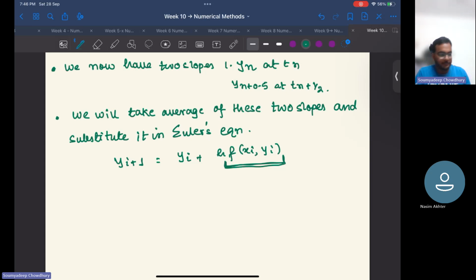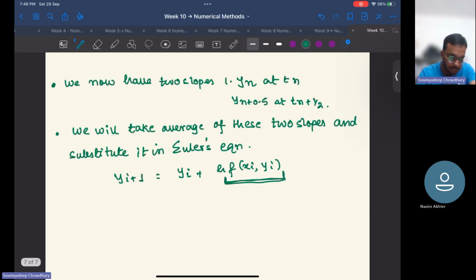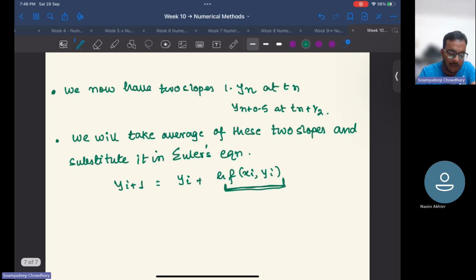Okay, so now we will see. What I was telling is, in Euler's equation, just understand the difference here. We were using f of xi, yi, the slope at xi, yi. However, in this RK2 method we will use the slope at xi, yi and at xi plus half, yi plus half, and we'll average those two slopes. That is a better approximation to estimate yi plus 1. We'll see why it is a better estimate using the expressions and the problems.